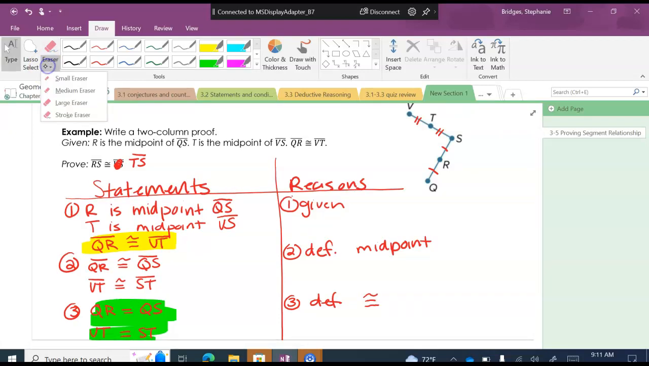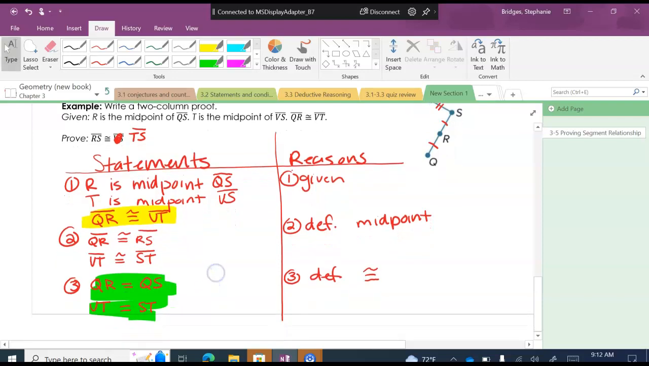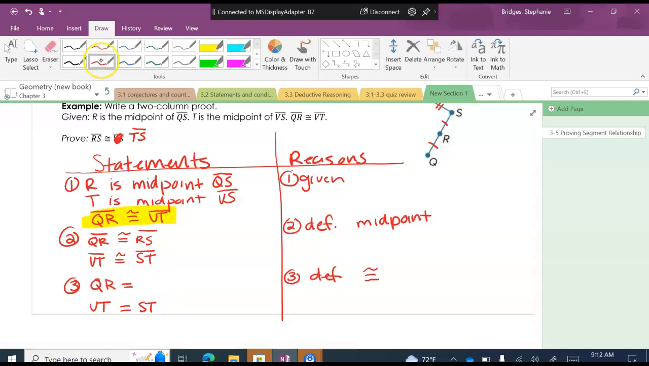Y'all, I jacked this one all up. Go back to step 2. QR is not congruent to QS. QR is congruent to RS. My bad. Change those two. I made a mistake. That is my fault. I need to change that to RS. I put the wrong letters on there.